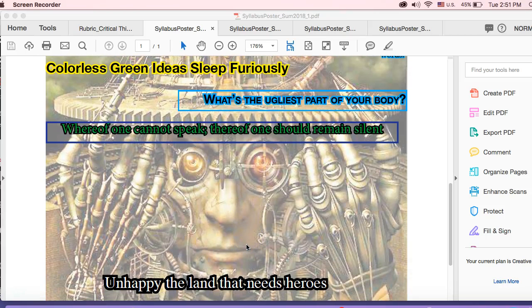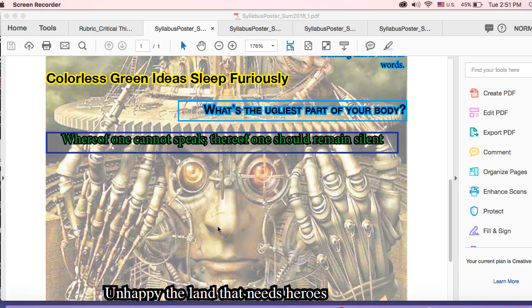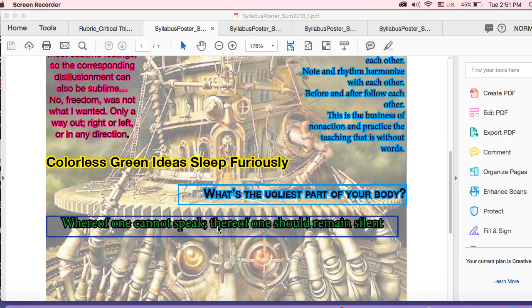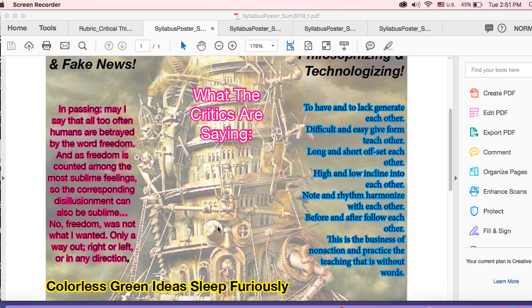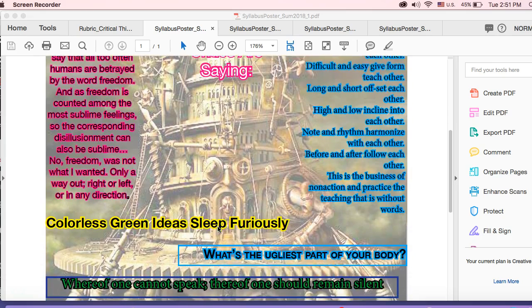Okay, so let's see if we can do a little critical thinking exercise with the first assignment that you have, to apply what we just talked about. So here is one of the syllabus posters, right? And the first thing I'm going to do is take a look at the image.